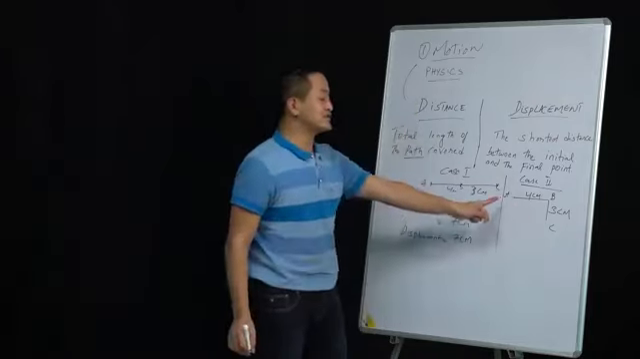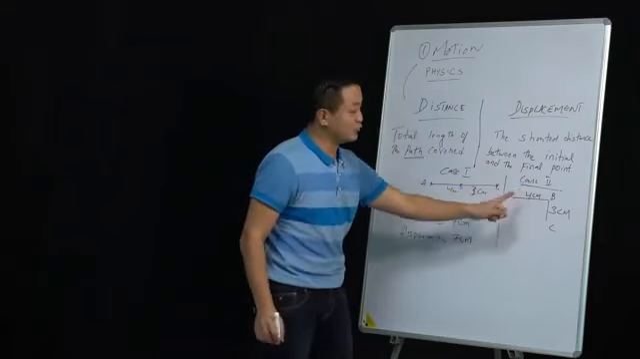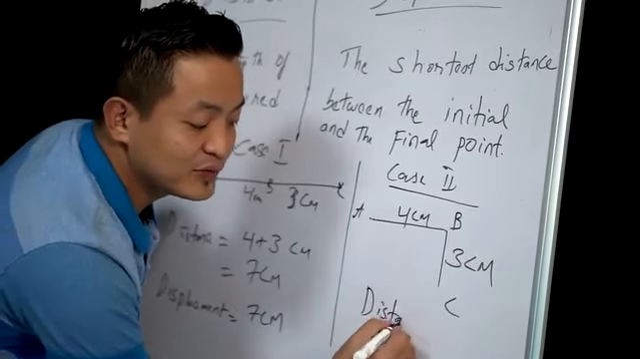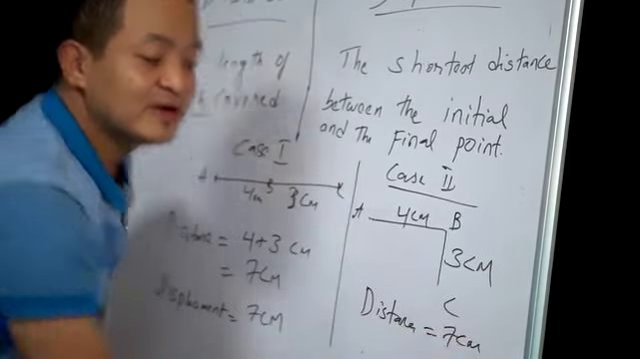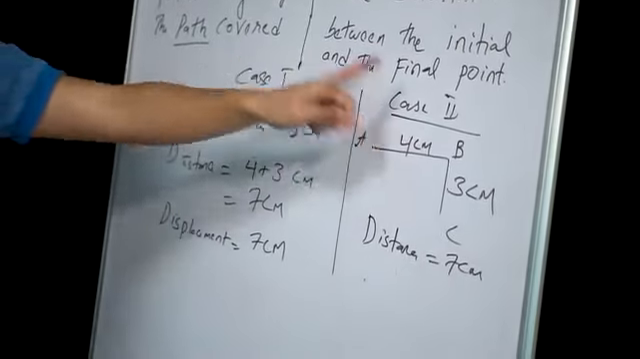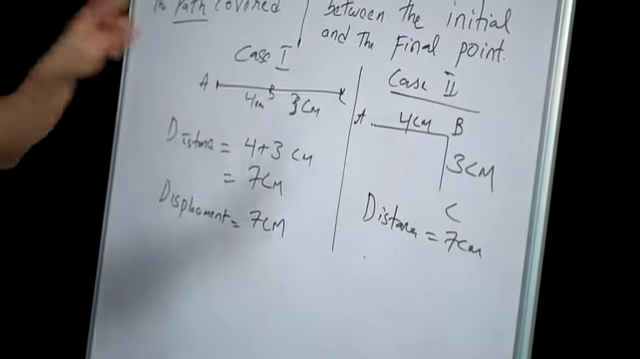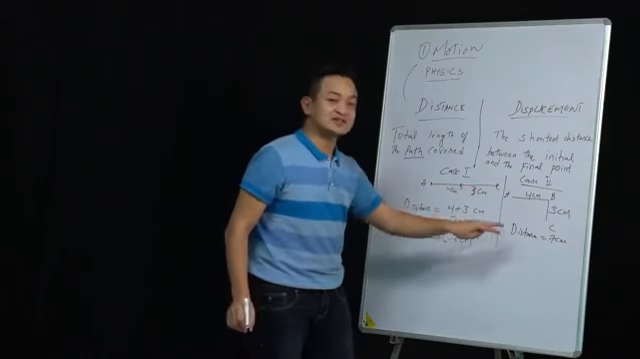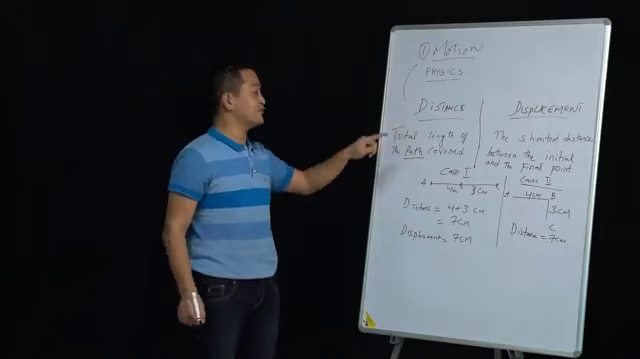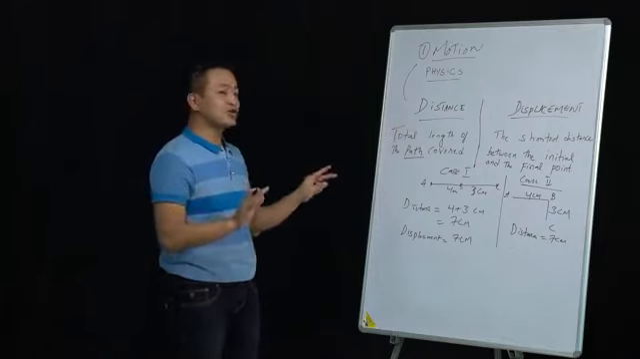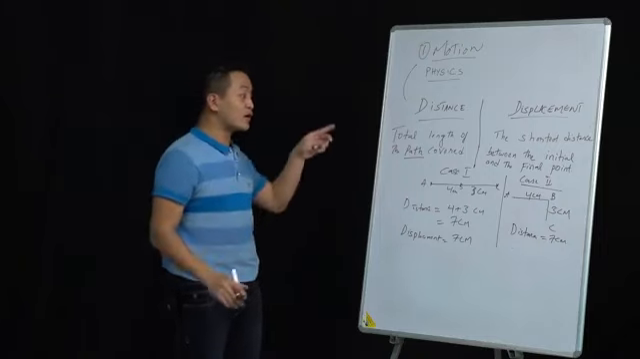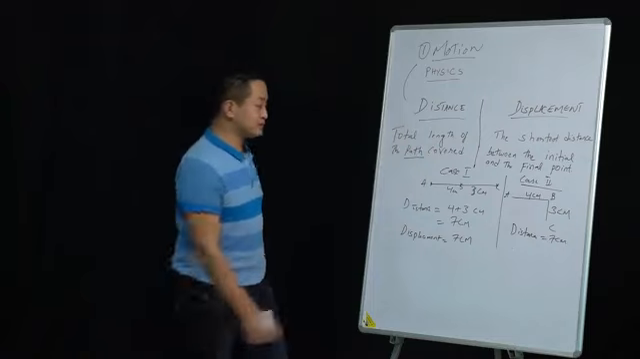Here, what is the total distance from A till C? We have to cross A, B, and C. So that means here the distance is going to be 7 centimeter. One thing you notice from case 1 and case 2 is that in both cases, the distance is not changing. It is 7 centimeter, because from the definition, it is the total length of the path covered. That means we are not focusing on the direction. We are just concerned about the total length from our initial point till the final point.